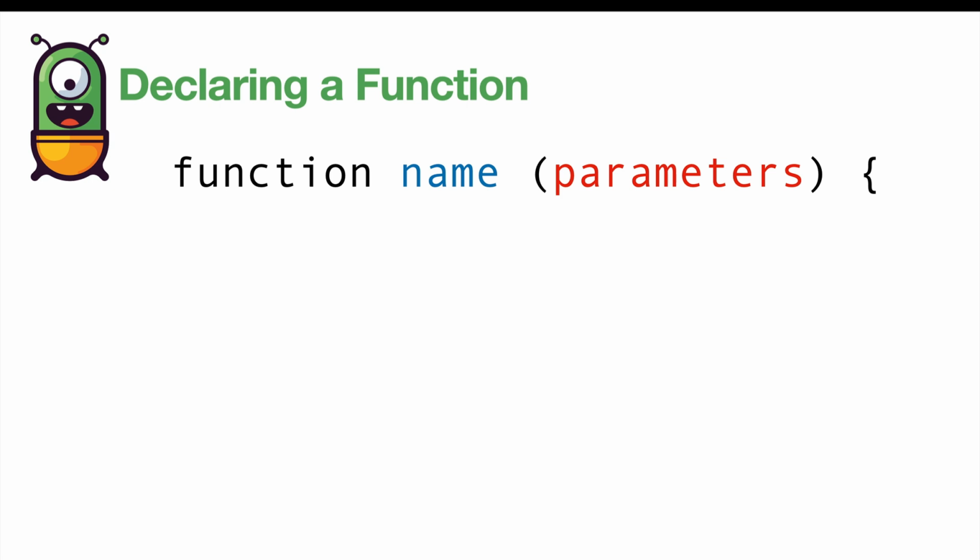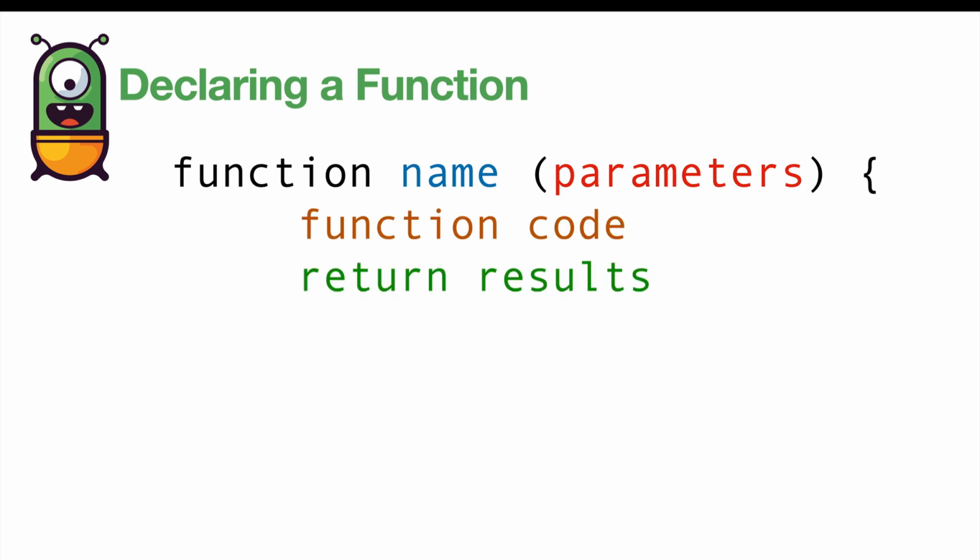Then we start with an opening curly brace, and inside those curly braces, we are going to write our function code, and probably at the very last line of that function code, if we're going to return results, is our return statement. So we'll return and then whatever variable we'd like to return. And of course, at the end of that function, we have the closing curly brace to make sure that we close that line of code.